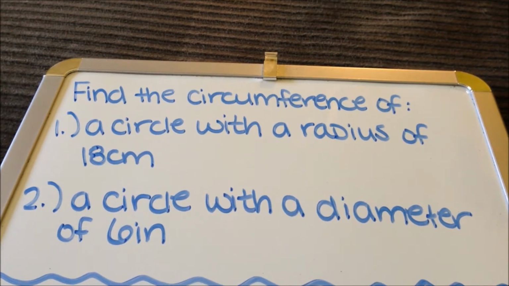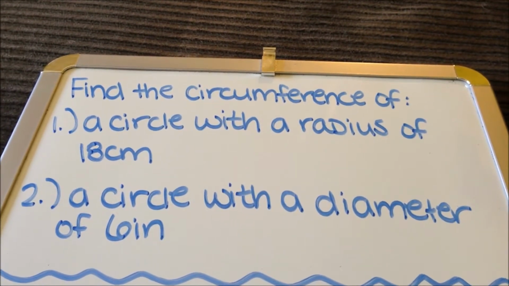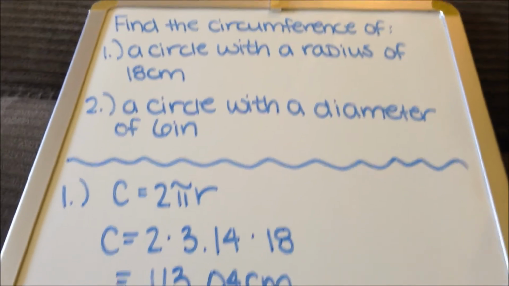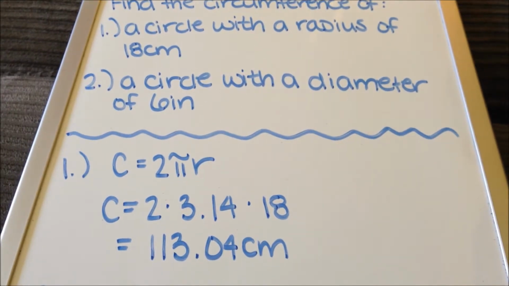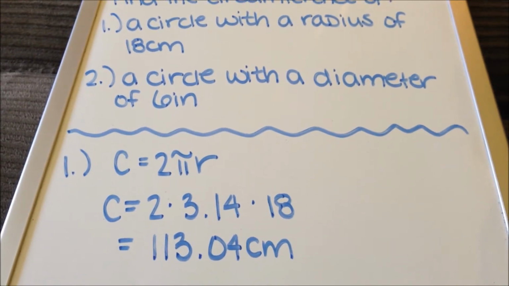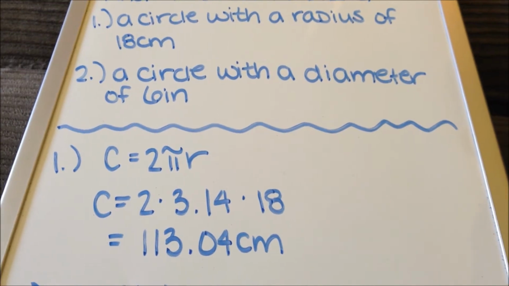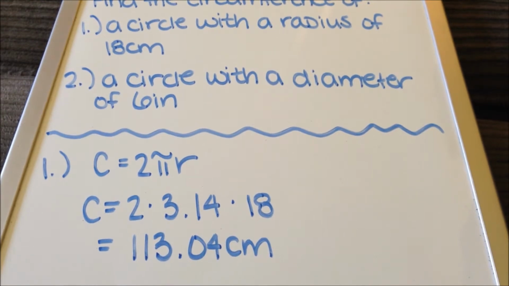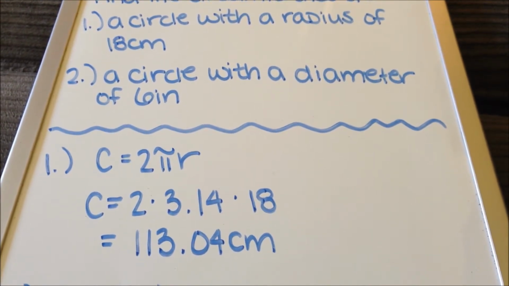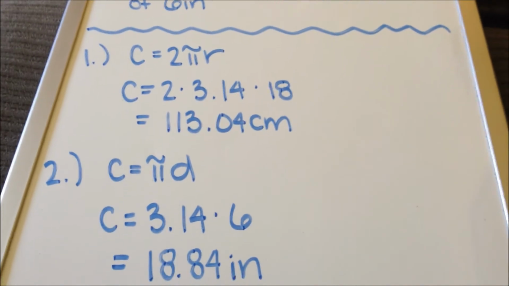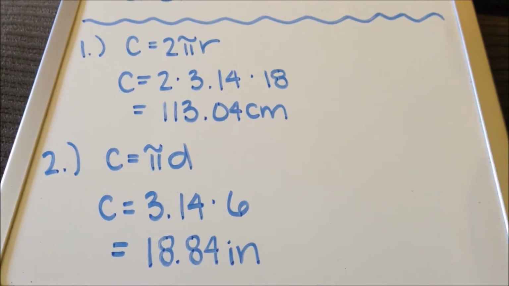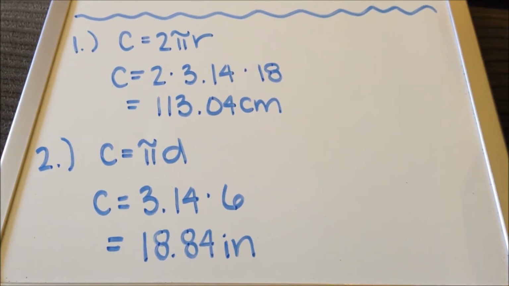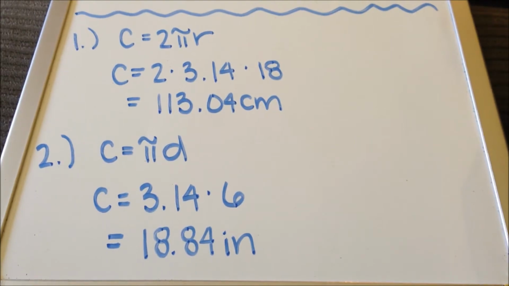Find the circumference of number 1, a circle with a radius of 18 centimeters. Number 2, a circle with a diameter of 6 inches. Number 1, let's use the formula C equals 2 times pi times r. So we have C equals 2 times 3.14 times the radius, which is 18. When we multiply the three numbers together, we get 113.04 centimeters. For number 2, let's use the formula C equals pi times d. So we have C equals 3.14 times the diameter, which is 6. So we end up with 18.84 inches.